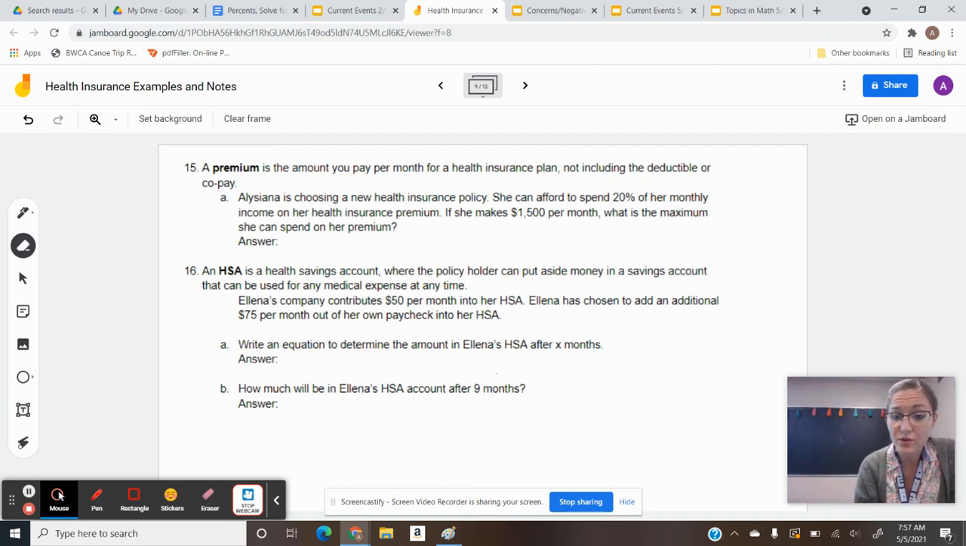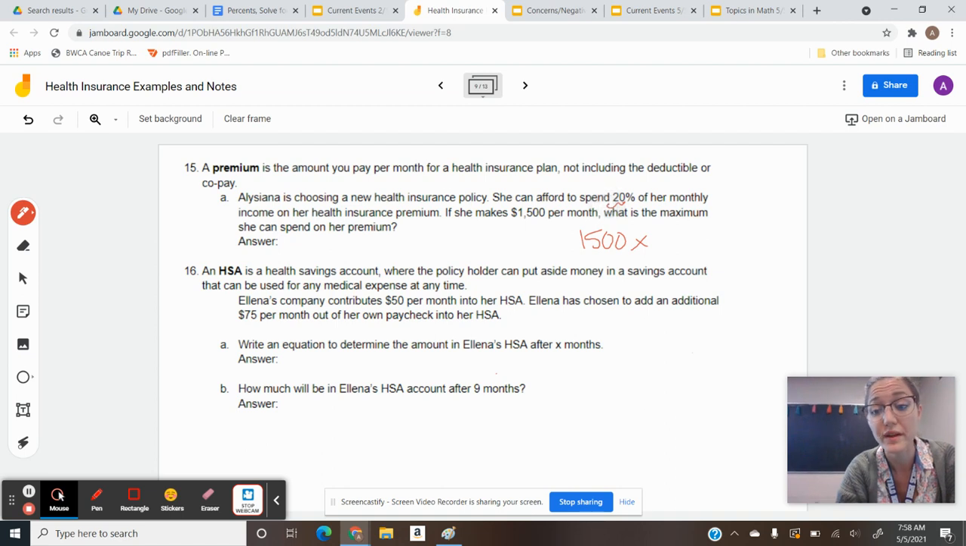Aliciana is choosing a new health insurance policy. She can afford to spend 20% of her monthly income on her health insurance premium. If she makes $1,500 per month, what's the maximum she can spend on her premium? So for this one, you're just going to take her monthly income, multiply it by 20%. But remember, we have to make that percentage into a decimal by moving it over 2 places to the left. And that would be your answer.